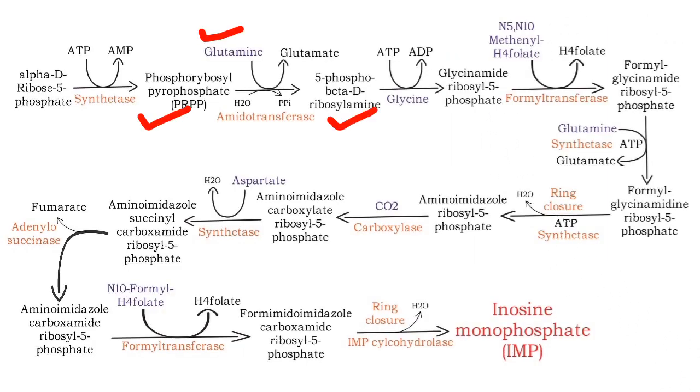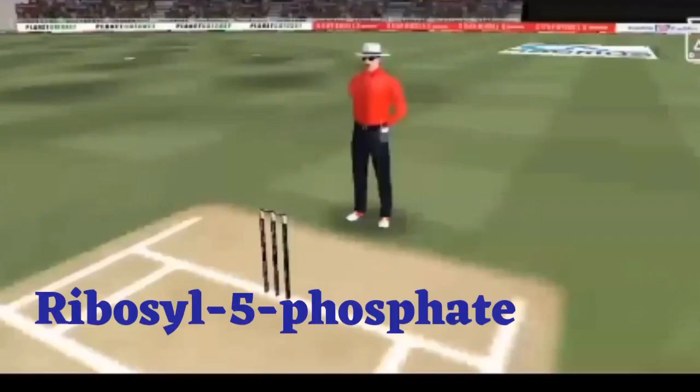PRPP with glutamine will form 5-phosphoribosylamine, that is transfer of nitrogen. Then glycine will be incorporated and form glycinamide ribosyl 5-phosphate, that is the googly. Now 4 runs means transfer of formyl group by N5N10 methenyl tetrahydrofolate, and it will form formyl glycinamide ribosyl 5-phosphate. Now remember, this ribosyl 5-phosphate is the umpire and will be there till the end of this match.